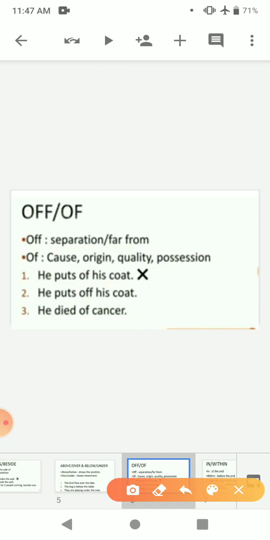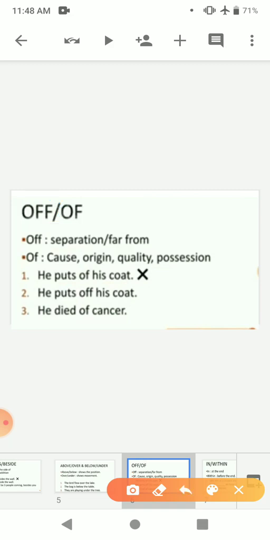Let's see the example. He puts of his coat is totally incorrect. He puts o double f off his coat. This means the person was wearing a coat and it was with him and now he put off his coat. It's not with him. A separation is being shown here, so we use off here. For separation we use off.